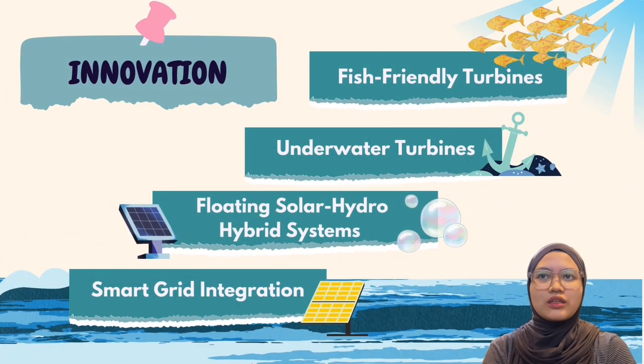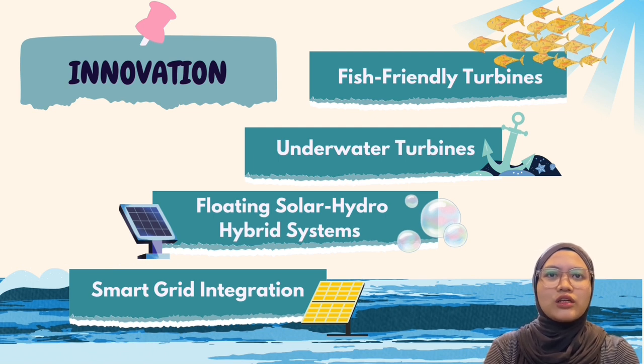Next, the innovations in hydropower. First, underwater turbines. These turbines could be placed in ocean currents or rivers, utilizing the constant flow of water to generate electricity. They could be particularly useful in areas with strong tidal flows.